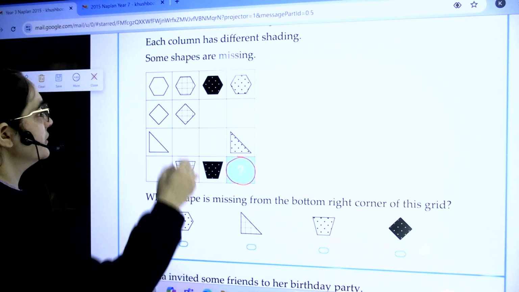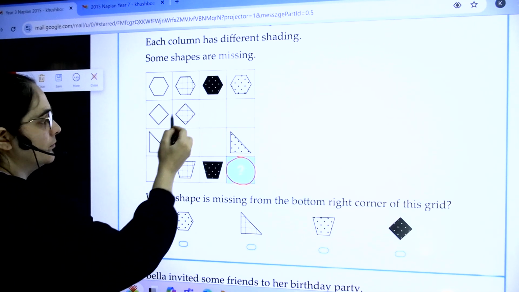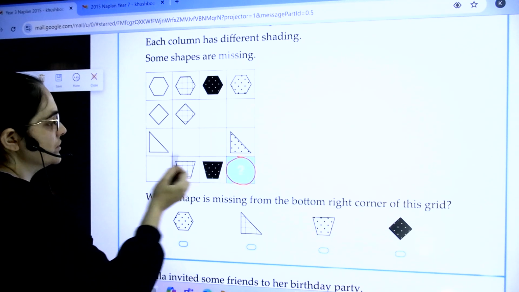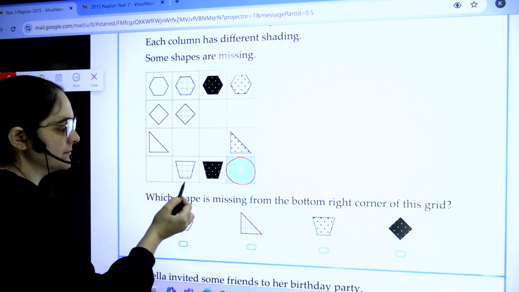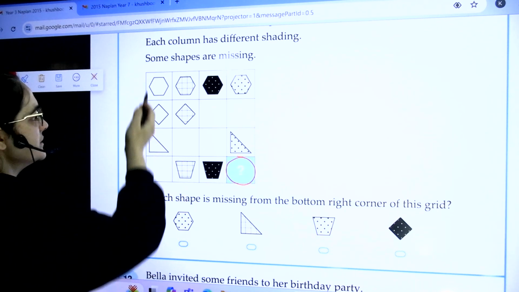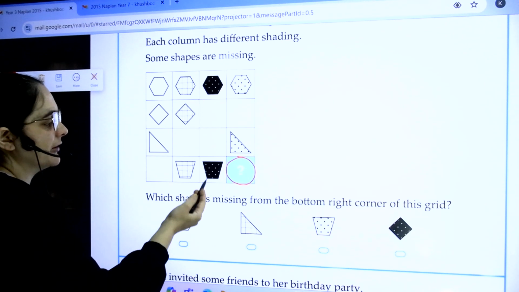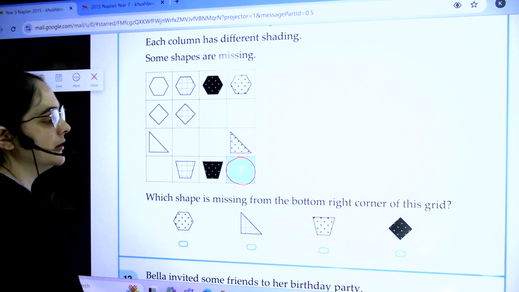As we observe, see, these are hexagonal shapes, these are rhombuses. This row is for triangles. Then you have trapezium. This shape is trapezium. And then column wise, see, they are blank, then they are stripes, these are shaded with black with white dots, and then these are with black dots.